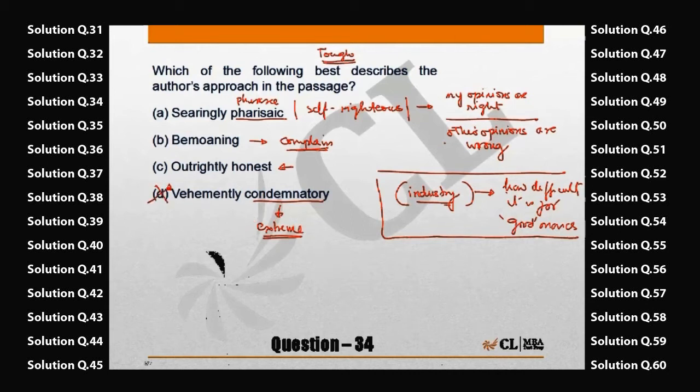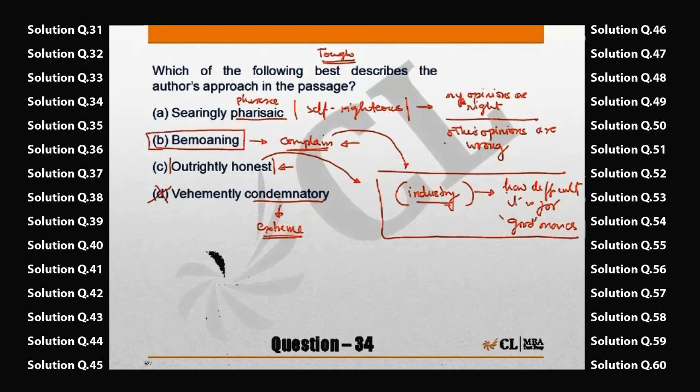When I say vehemently condemnatory, that's pretty extreme. So that is something that you can eliminate first, and you would want to check whether he's outrightly honest. Yes, he may be outrightly honest, but whether he is honest or not is something difficult to judge, and it doesn't capture this sentiment. What it is, is the author complaining about the situation that is happening in the industry today. Therefore, bemoaning would be the best bet.